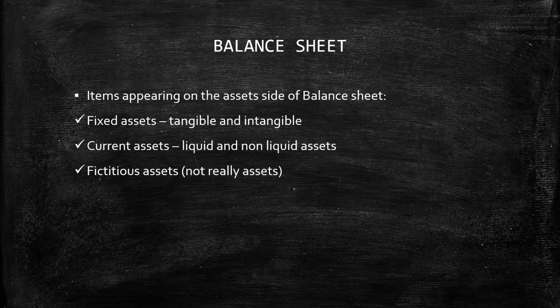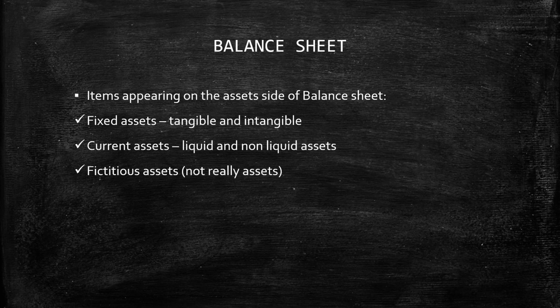For example, plant and machinery, furniture, your computer, your vehicles. These are all called fixed assets, fixed tangible assets. What are intangible assets? Which cannot be felt or cannot be seen. For example, if you have goodwill for your business, copyrights, patents, or software for your business, these are all called intangible assets. Both will appear under the fixed assets.